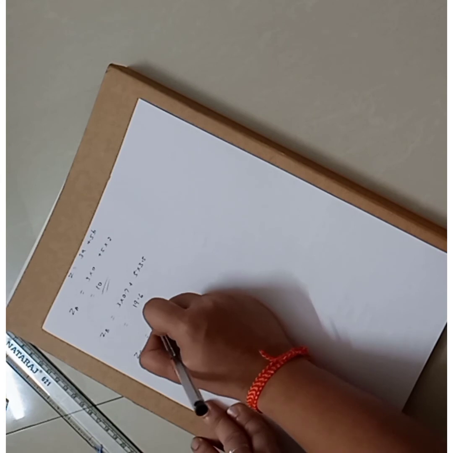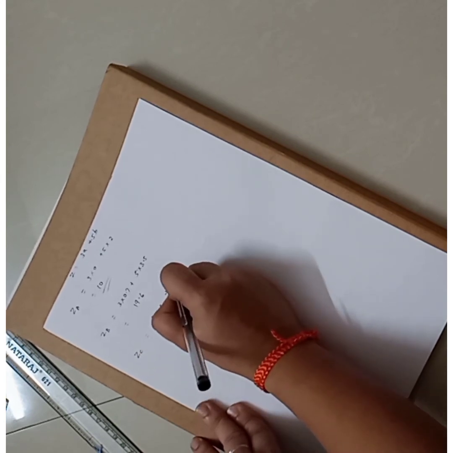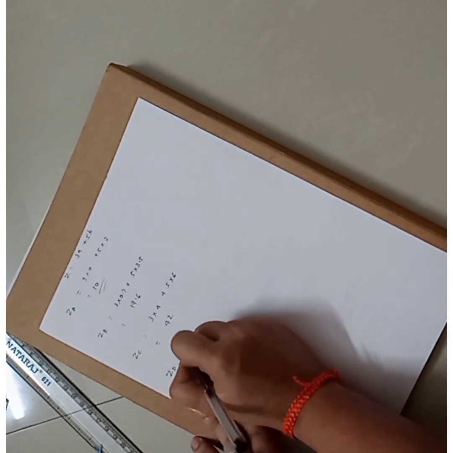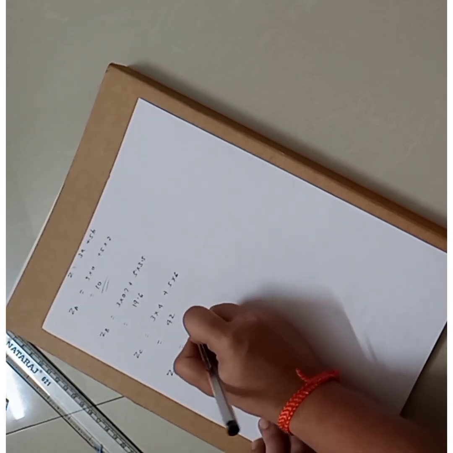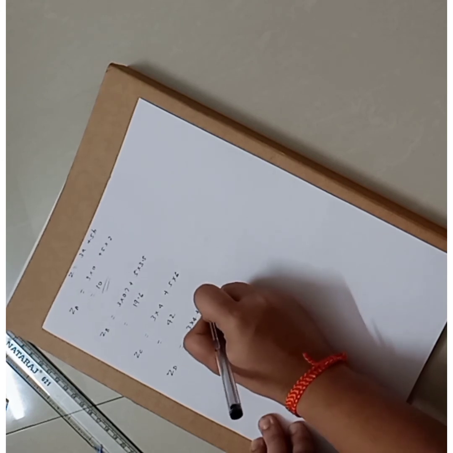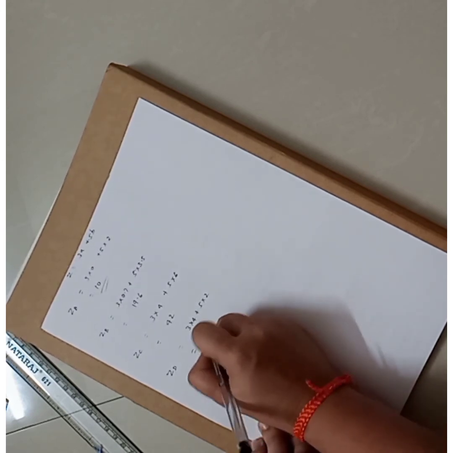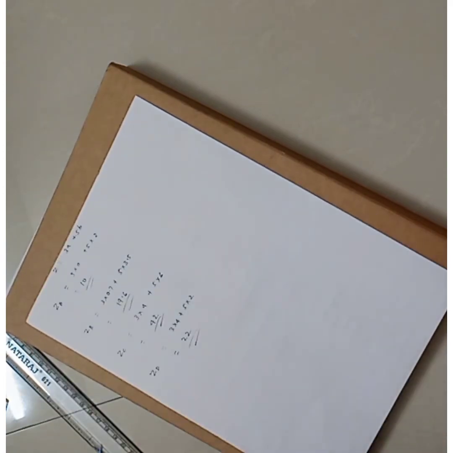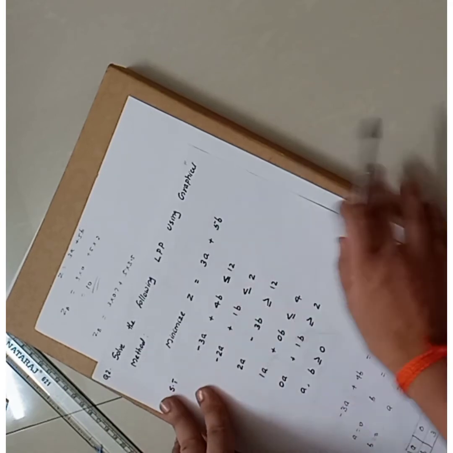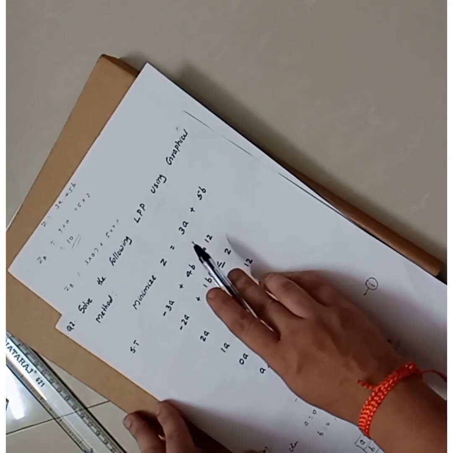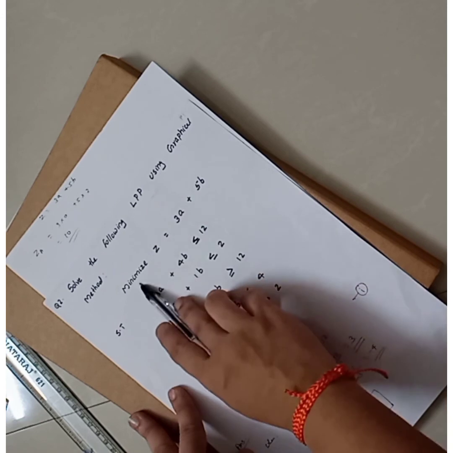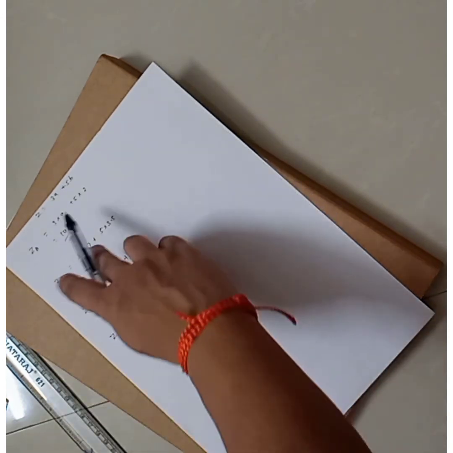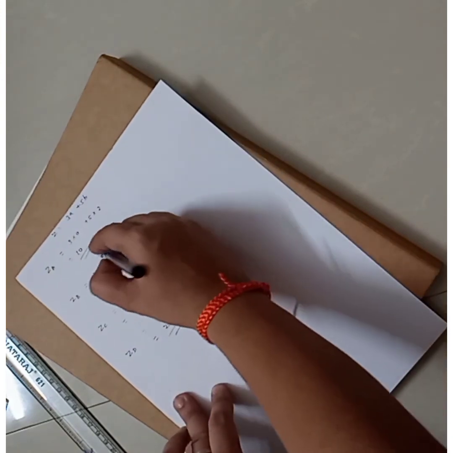ZC is 3 into 4 plus 5 into 6. The answer is 42. And ZD is 3 into 4 plus 5 into 2, which is equal to 22. Okay, so these are the 4 points. Now what is the question? Question is minimize Z equal to 3A plus 5B. So this is a minimization problem. So you have to find the minimum value of Z. So according to the answer, the minimum value of Z is at point A.